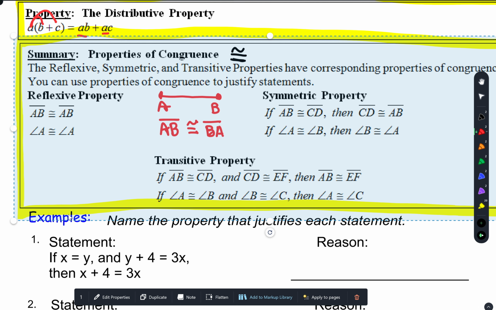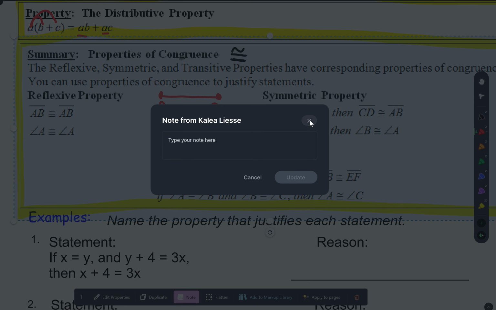Okay? I know we switched those letters around, so it's tempting to say, oh, that's mirrored. It must be the symmetric property. But the symmetric property specifically deals with two different pieces. AB and CD are two different pieces. Whereas this right here, AB congruent to BA, is just one thing. One of the same exact thing. So those two are tricky. Don't let it trick you. This is reflexive.